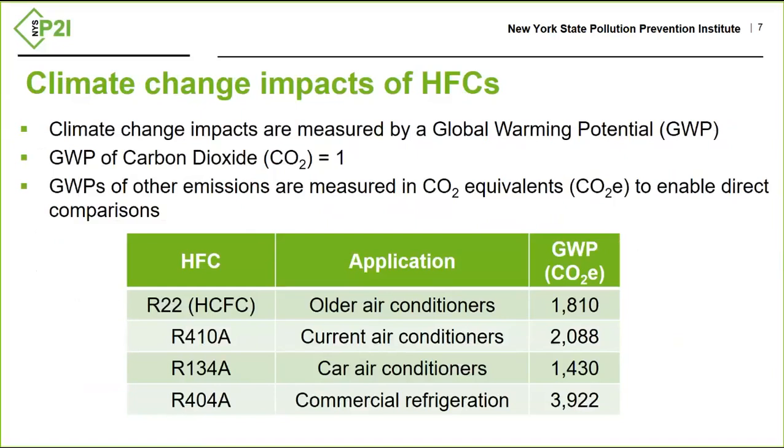So the climate change impacts, as I mentioned earlier, are associated with a global warming potential where carbon dioxide is the reference compound, and that has a GWP of 1. So all other substances are measured relative to the impact of carbon dioxide. They're measured in carbon dioxide equivalents, so you can do a direct comparison of those.